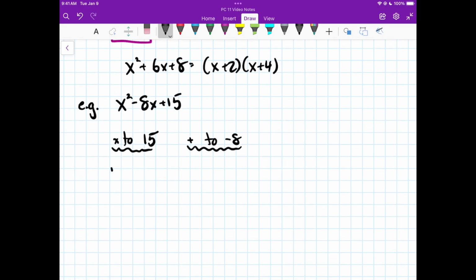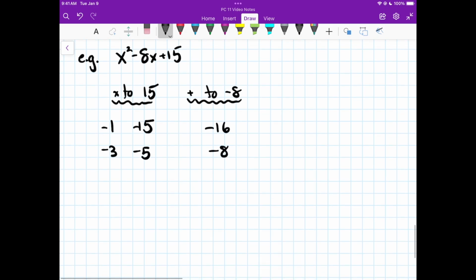So if we're multiplying to 15, that's 1 and 15, or it's 3 and 5, but they're all going to be negative factors. So those first two are going to add to negative 16. The second two are going to add to negative 8. Those are the ones we want. And so our answer is going to be, instead of x plus 3 and x plus 5, it'll be x minus 3 and x minus 5.